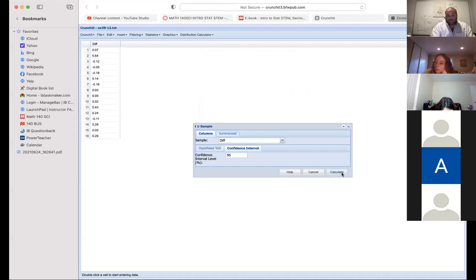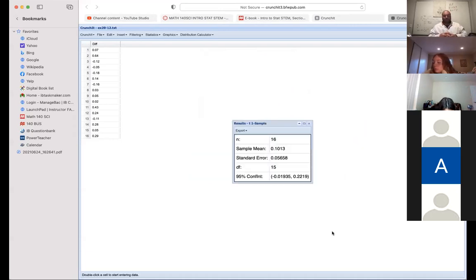Okay, so let's calculate it. Okay, so let's compute this, or let's interpret this. First, n equals 16. Do we agree 16 data points? Okay, sample mean and the standard error. We can't agree with them. I mean, they're calculations, but let's assume that they're true and the computer did it correctly.